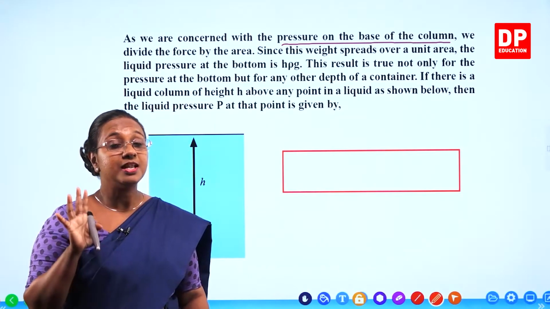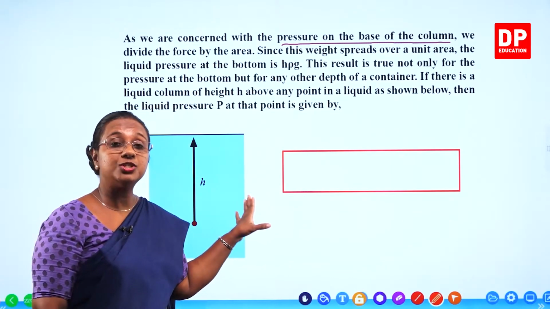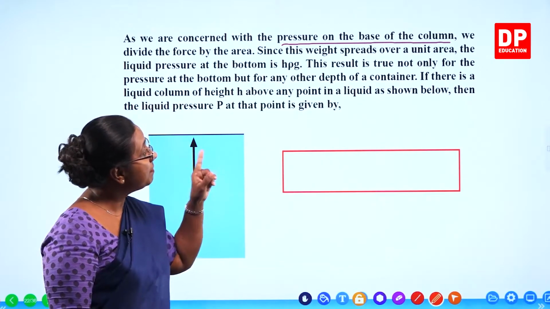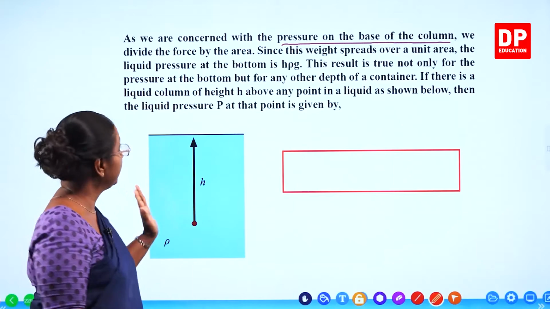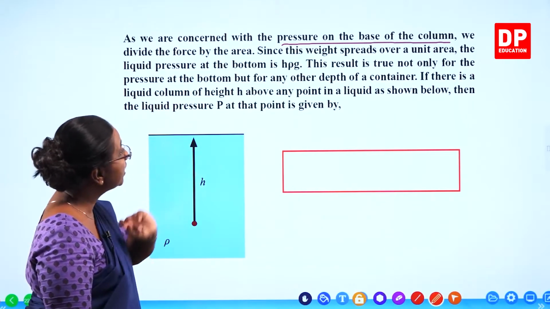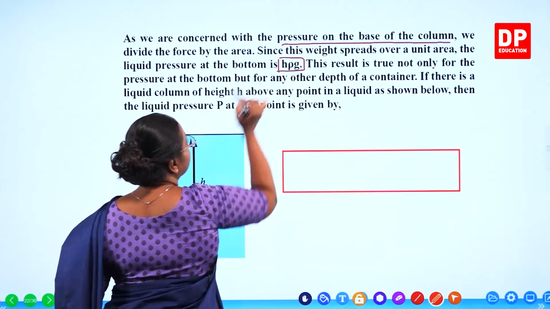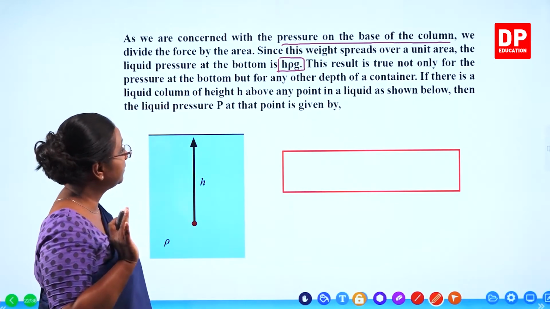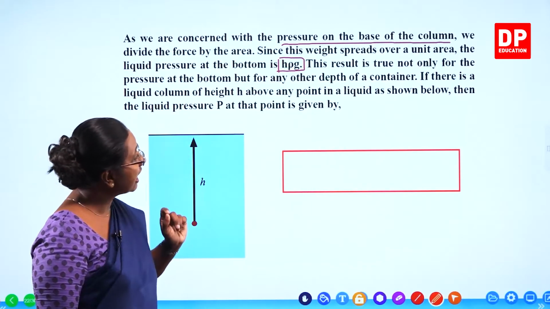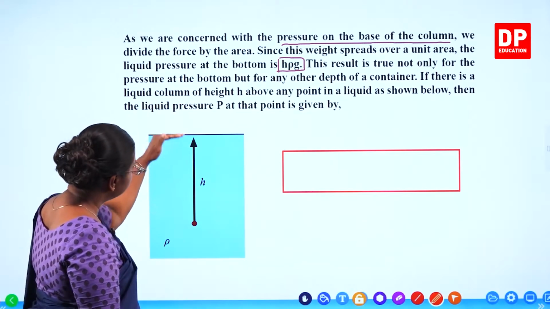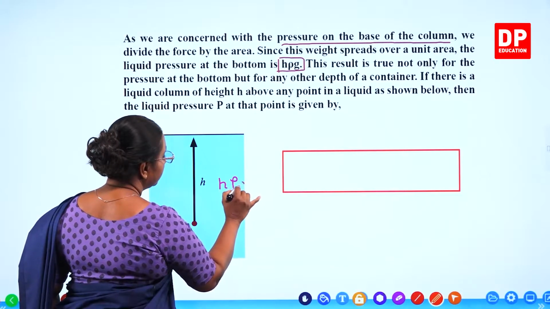So, you can remember, students, liquids exert a pressure on the base as well as the vertical walls. But here we are getting the equation, or we are concerned on the pressure exerted on the base of the column. We divide the force by the area. So, what I showed you all before. Since this weight spreads over a unit area, the liquid pressure at the bottom is H rho G. So, this is what we derived. The liquid pressure at the bottom is H rho G. This result is true not only for the pressure at the bottom, but for any other depth of a container. So, here, if we look at this height, the pressure at this height will be H rho G.